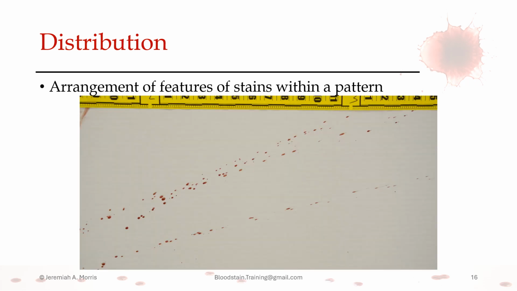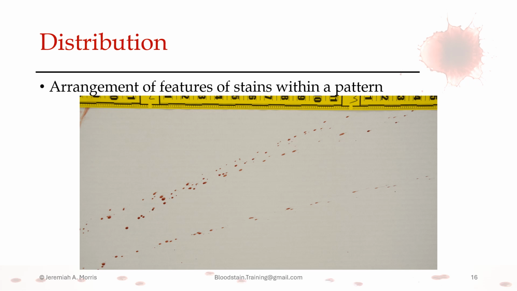But in addition to the arrangement of individual stains, distribution also has a lot of other functions to it. It is the arrangement of features of stains within a pattern. So here we have two parallel lines of linear distributions of circular to elliptical stains. So that is the arrangement of individual stains within the overall pattern. However, let's look at the arrangement of features of stains within that pattern.